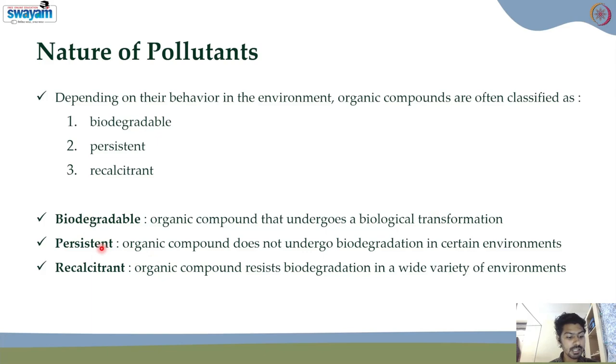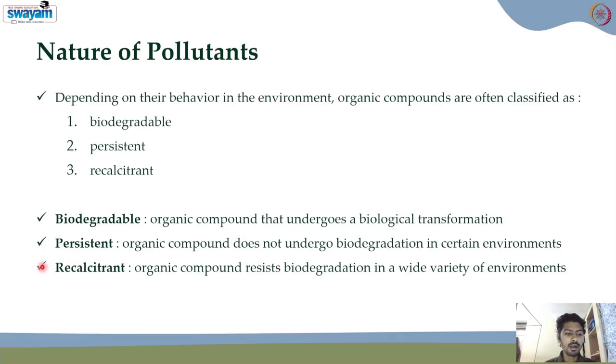Whereas in the case of persistent compounds, we call this stubborn carbon. That is, they don't leave easily. They stick to the environment for a long period of time. For example, we can say pesticides and pharma contaminants. They don't degrade easily, and these organic compounds do not undergo the bioremediation process in certain environments. That is why they are persistent, they are stubborn. Whereas recalcitrant compounds are like an unwanted guest. That is, they always resist degradation in almost all environments.